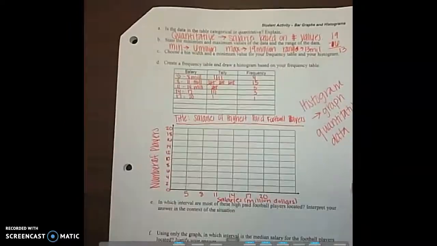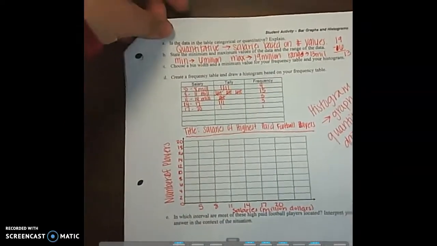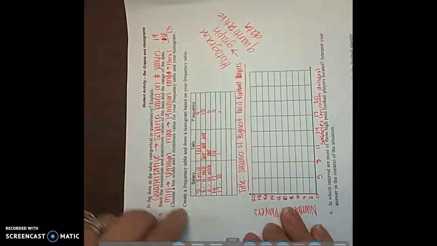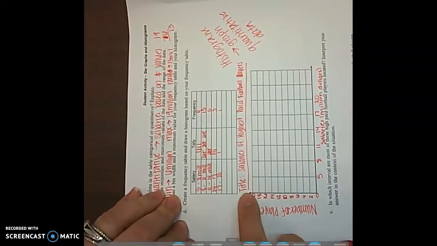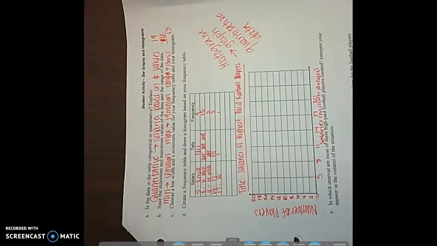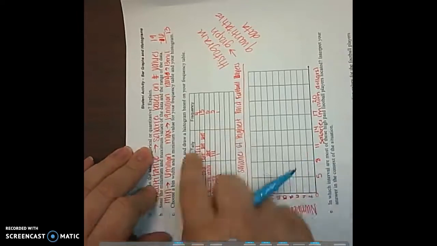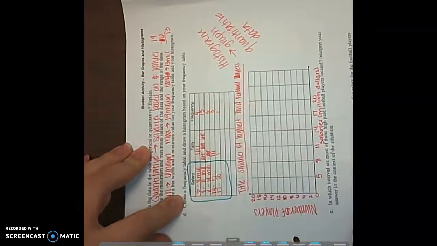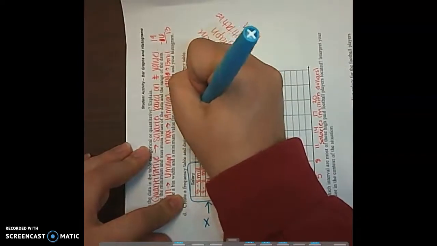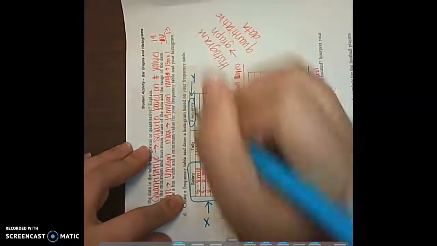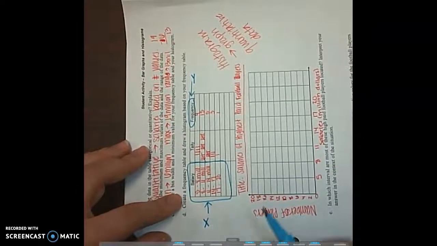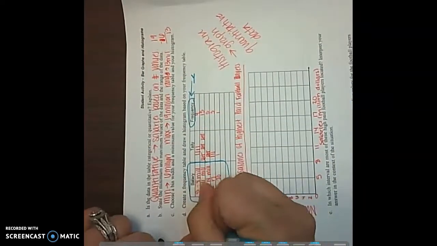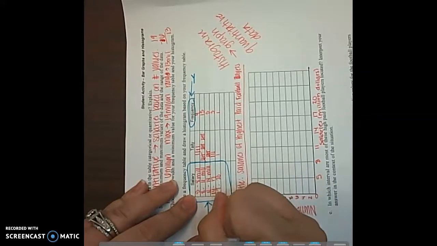Now remember, in the very first video, we said we could turn our frequency table sideways, and it would tell us exactly what needs to go on the x-axis and the y-axis. So I turned it counterclockwise, 90 degrees, and it showed me that this was my x-axis, and this was my y-axis. So that means this is my independent variable.